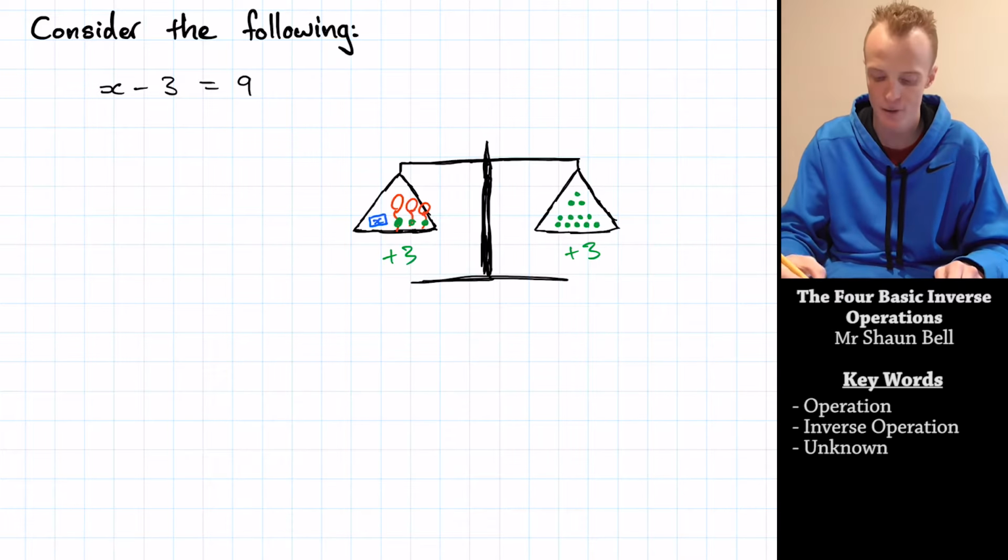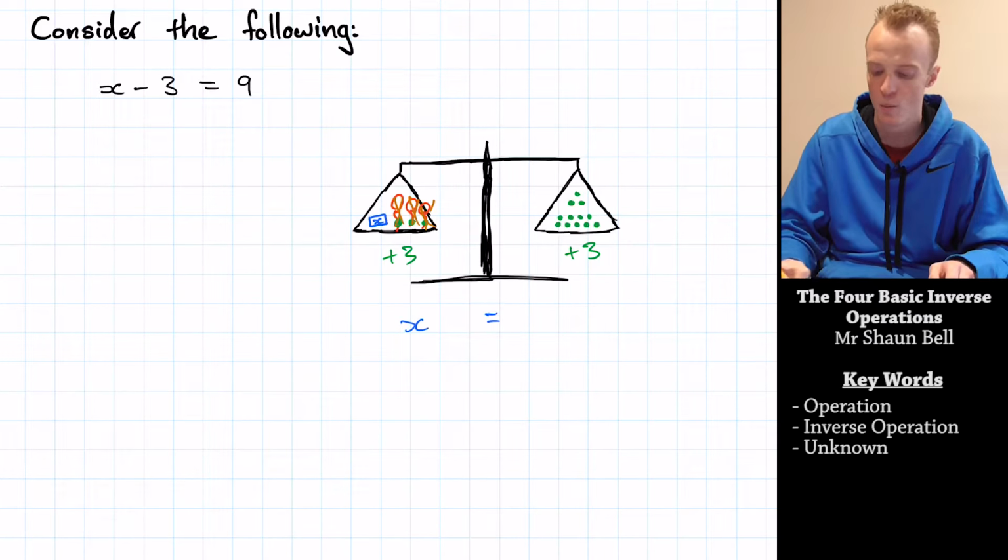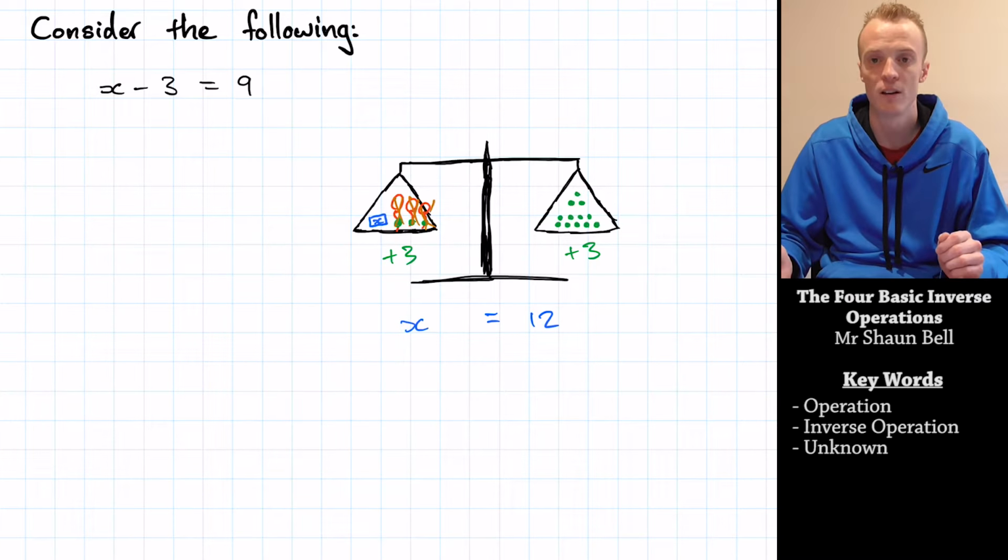Now, when we add 3 dots, the effect of these balloons gets cancelled out. And on the left-hand side here, we've really only got that box of x. And on the right-hand side, we're left with 12 of those green dots. So what we're saying here is our x value should be equal to 12 to keep our equation balanced.